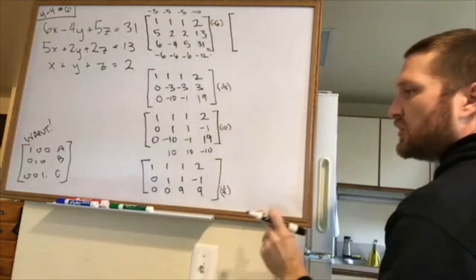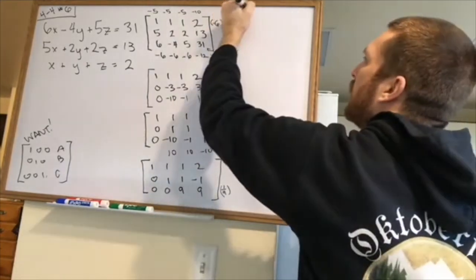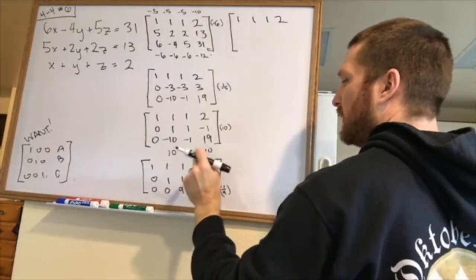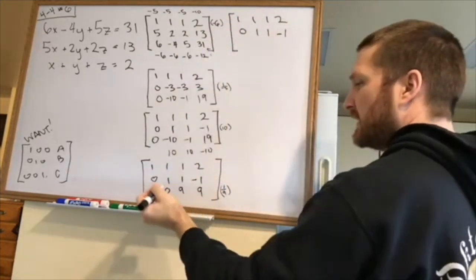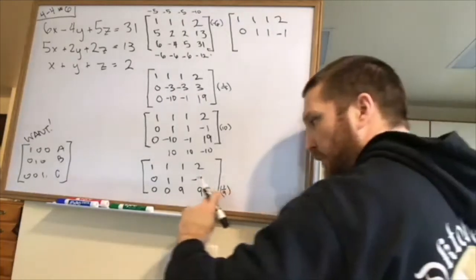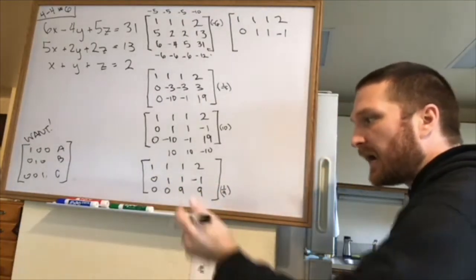The things that aren't changing are rows 1 and 2. So 1, 1, 1, 2. 0, 1, 1, -1. 0, 0. Okay, so now this is the thing that's changing. Multiply through by 1/9, or in other words, divide by 9.